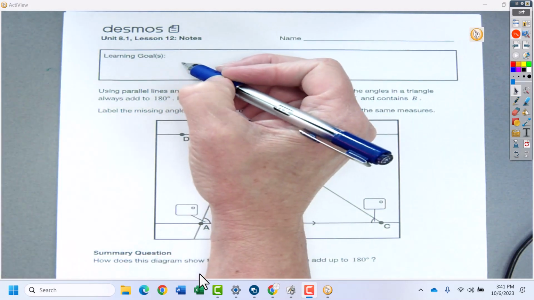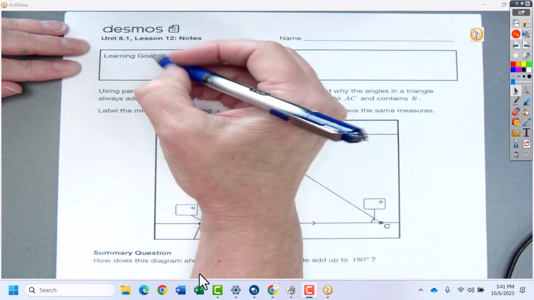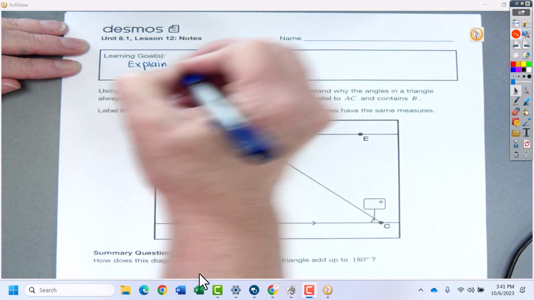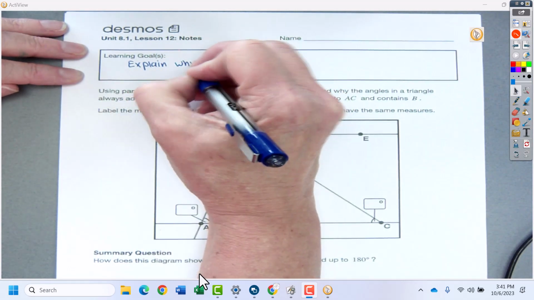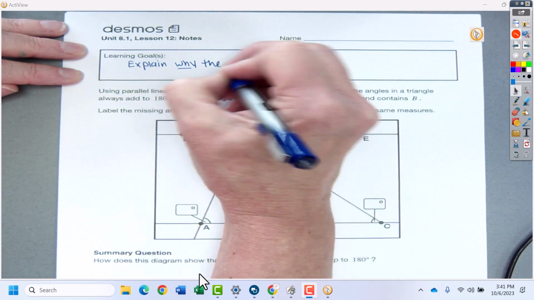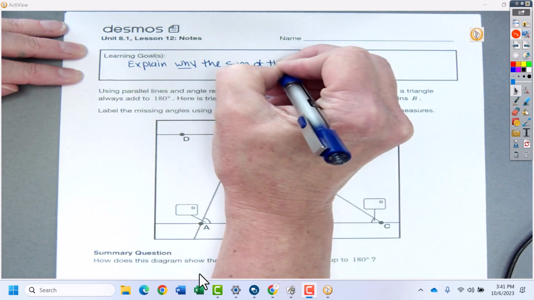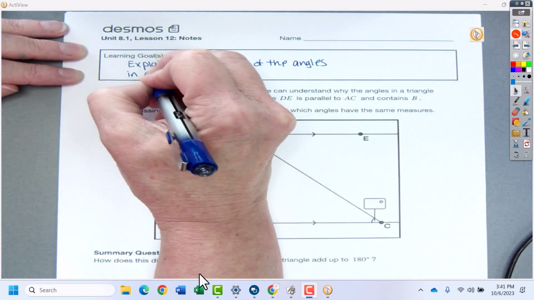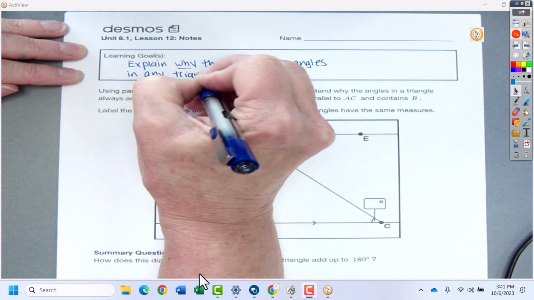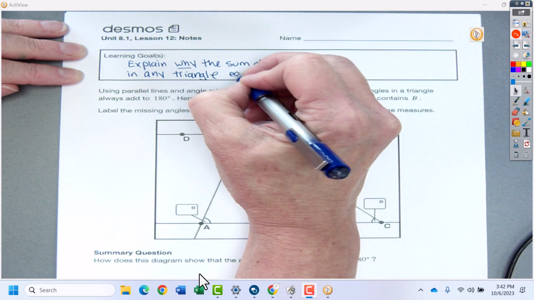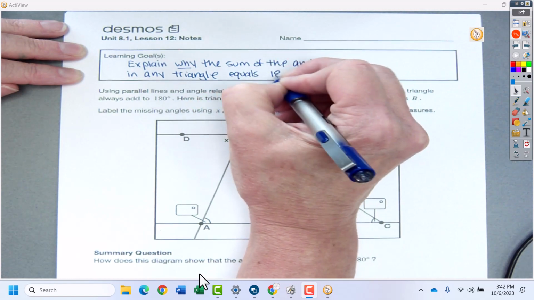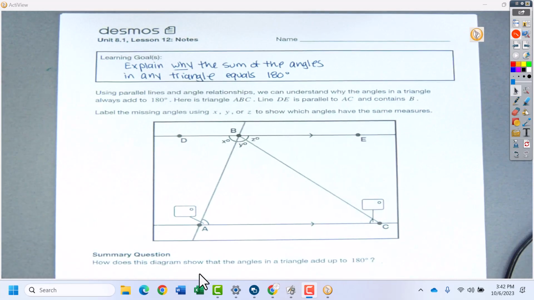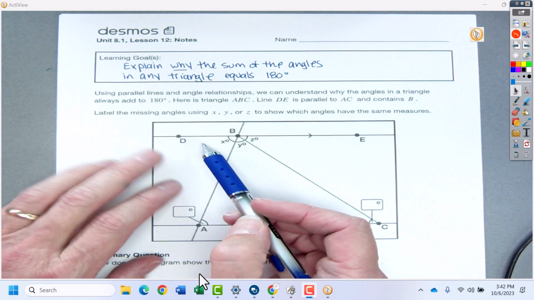So let's start with what our goal is. We should be able at this point to explain why the sum of the angles in any triangle equals 180 degrees. So we're going to use parallel lines to prove that. We're going to go ahead and look at this figure.